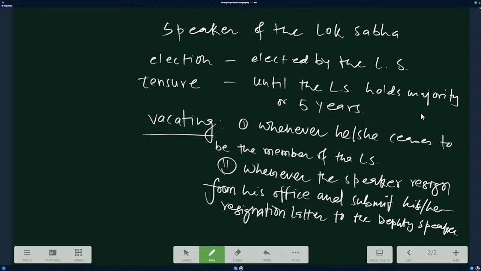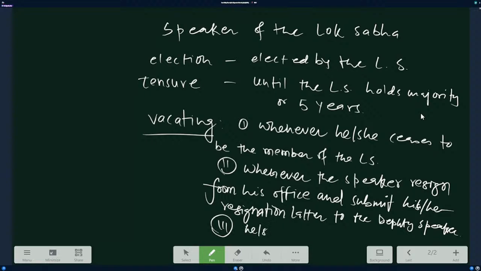What is the third condition? He can be removed by the Lok Sabha. He can be removed by a resolution passed by a majority of all the then members of the Lok Sabha. And such a resolution can be moved only after giving 14 days' prior notice to the Lok Sabha speaker. Third, he is removed by a resolution.